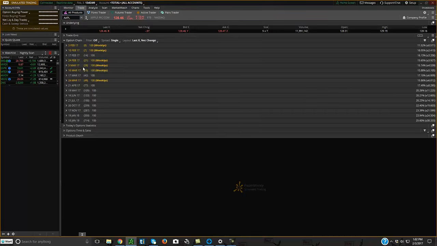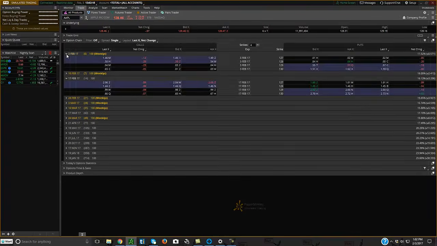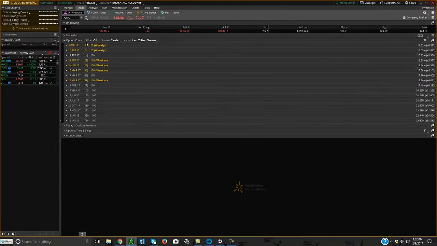Right down here is options chains, but if you're looking to buy stock of Apple, you would look up here. If you're looking to buy options, you would open up down here and look at whatever expiration you want to go to and go from there. So these are the drop downs for options.